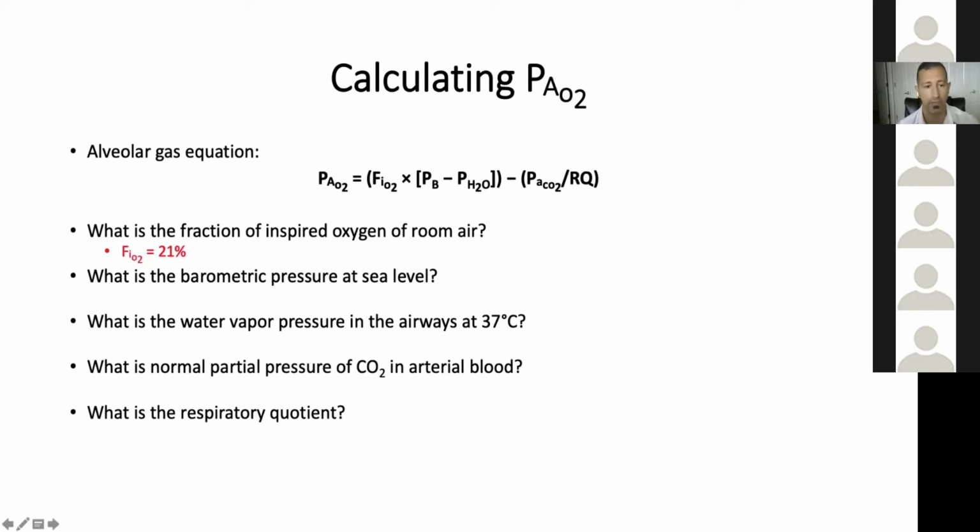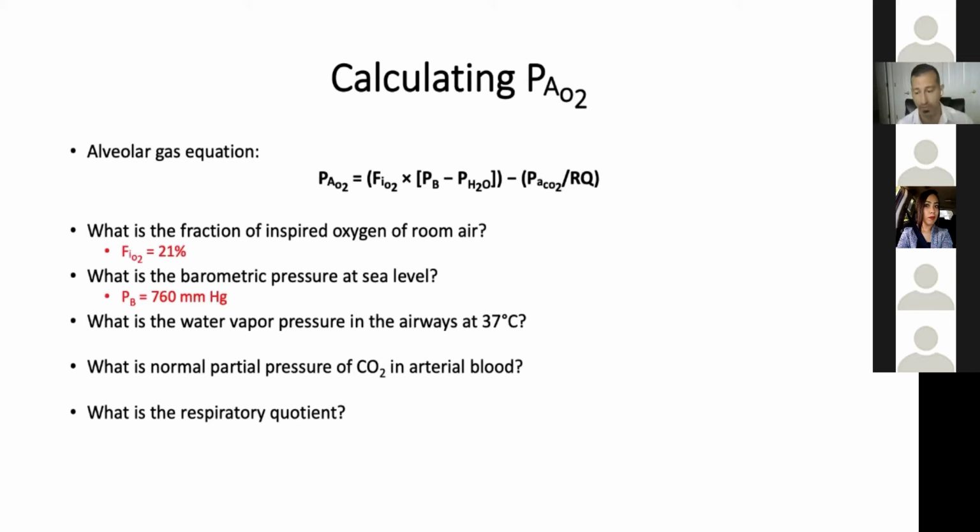So the first question is, what is the fraction of inspired oxygen of room air? That's FiO2, and that's 21%. What about barometric pressure at sea level? Who can tell me what barometric pressure is at sea level? Anybody know? 760 millimeters of mercury, or 760 torr, that's exactly right. Now, in Portland, Oregon, where we're pretty much at sea level, it's 760 millimeters of mercury.